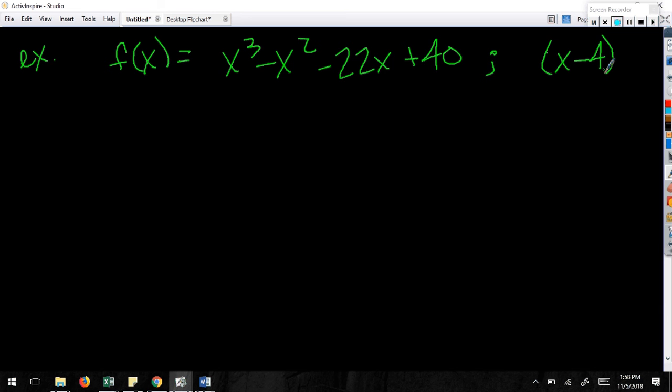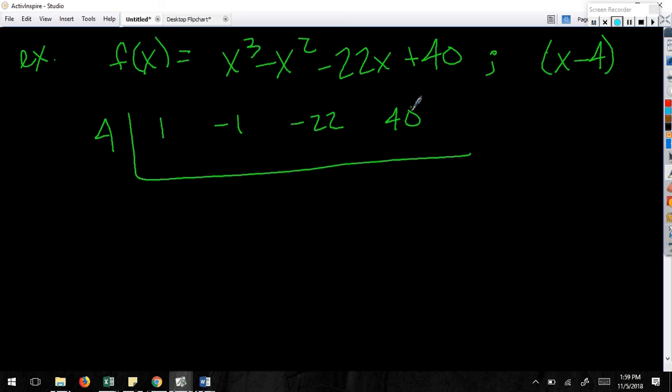All right. What do we do first? Divide by what? X minus 4. So outside the synthetic division is positive 4. Be very careful. If you need placeholders, make sure you put them in at this point. What are the coefficients that go inside my upside down? 1, negative 1. Technically you could do this with long division. You could divide by x minus 4.